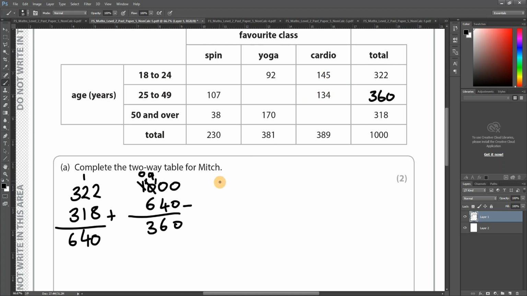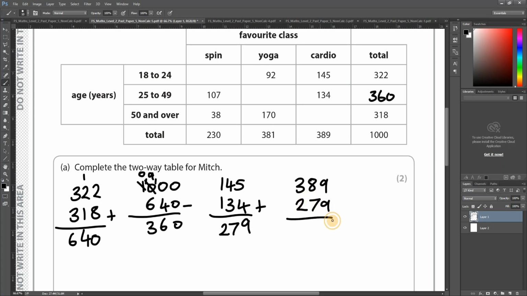I'm going to carry on. So I'm going to add these two together. And let's see what we get. That's a 9. That's a 7. That's a 2. And then take it away from this one. So 389. Take away 279. So that's going to be 0. That's a 1. And that's a 1. So that's 110.